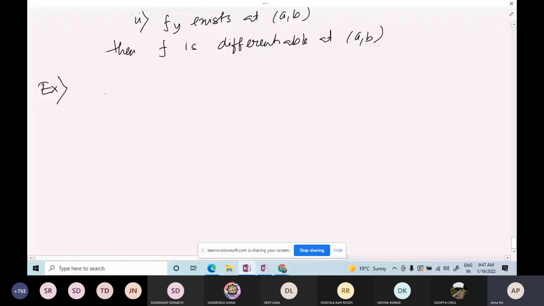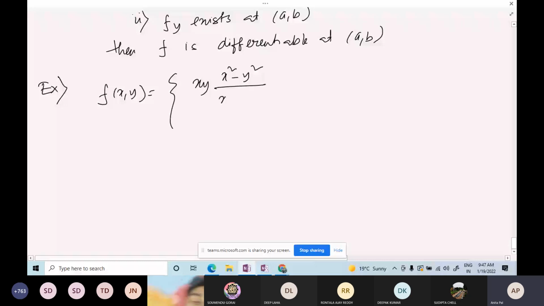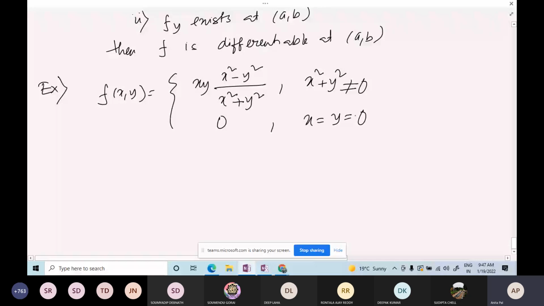The given function is f(x,y) = xy(x² − y²)/(x² + y²) when x² + y² ≠ 0, and 0 if x = y = 0. Now we have to check the differentiability at origin.